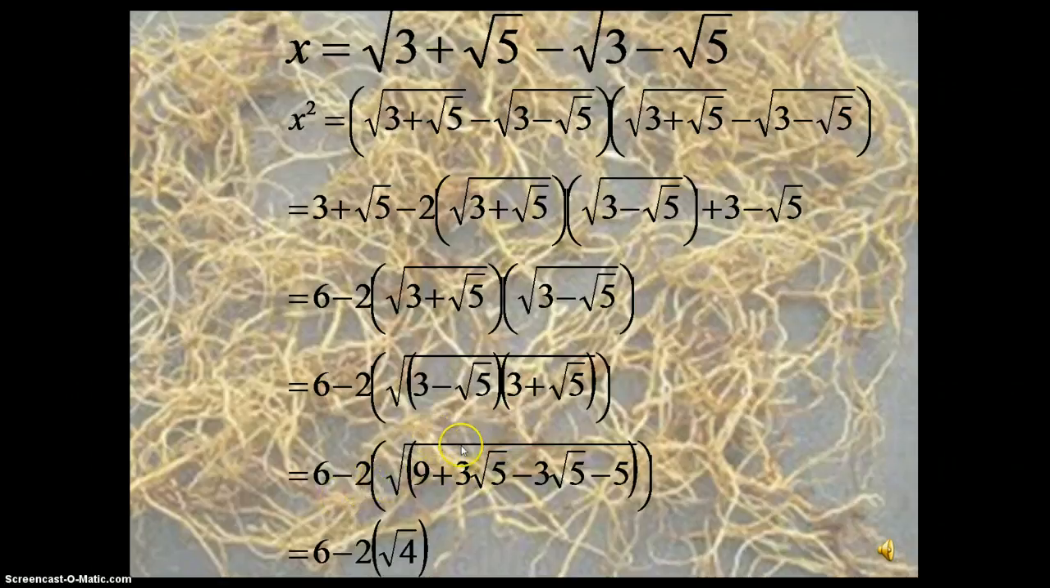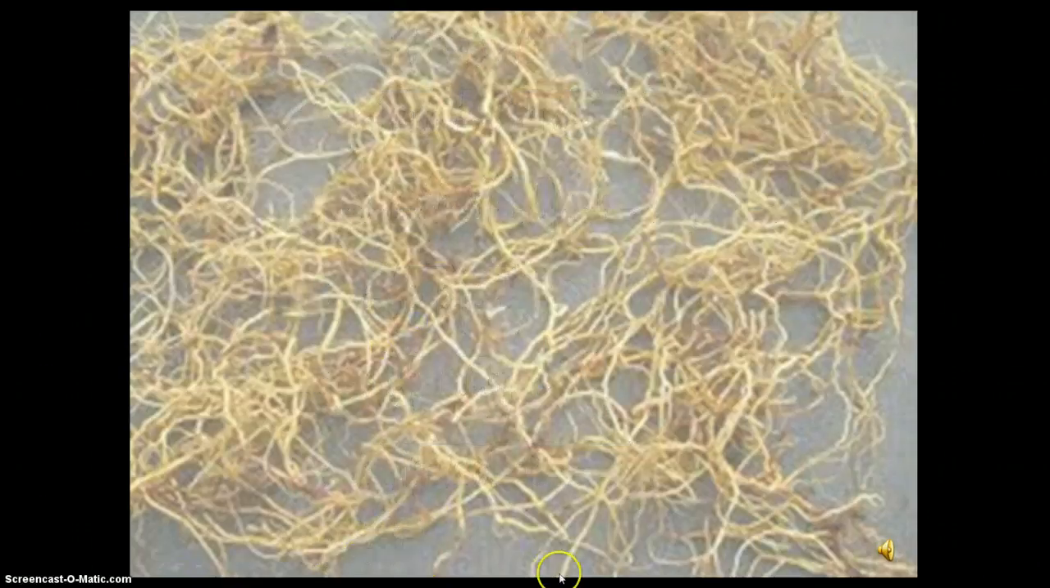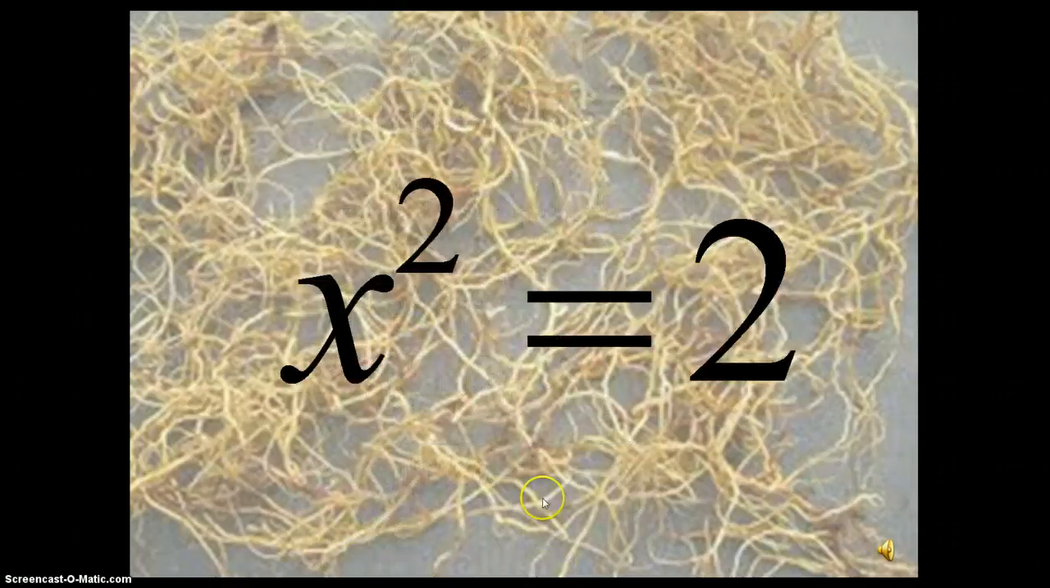Now the plus 3 root 5 and the minus 3 root 5 will just cancel each other out. So we've got nothing there. Take away the 5, we're left with root of 4, which is 2. So we've got 6 minus 2 lots of 2, which is 4. So 6 minus 4 gives us x squared equals 2.